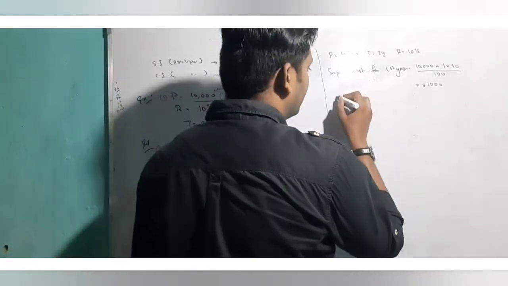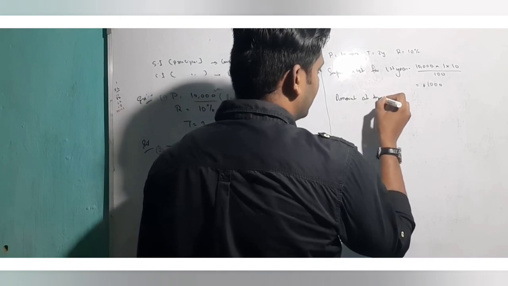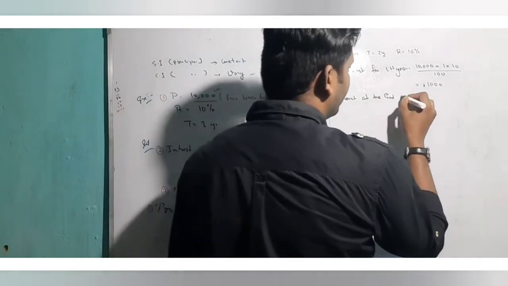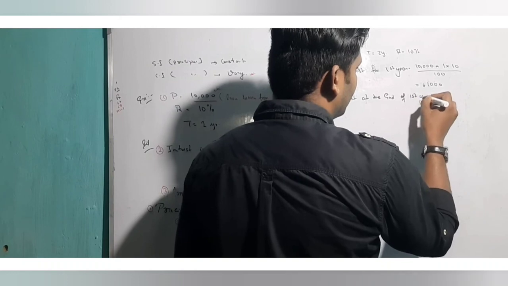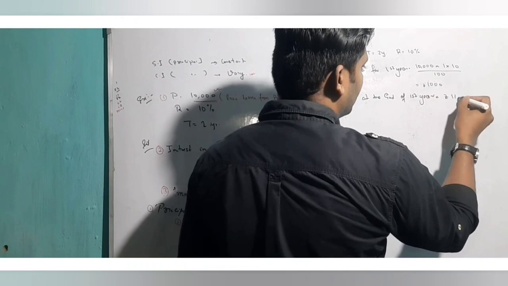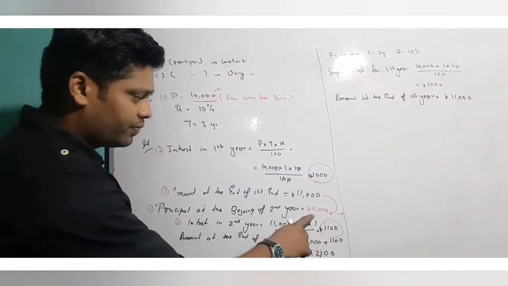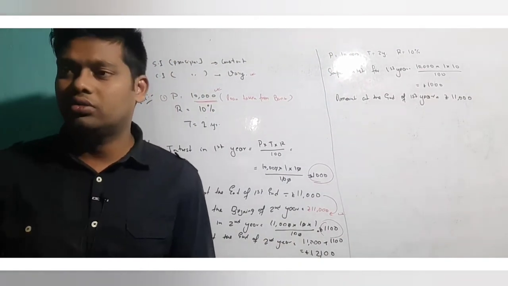So the amount at the end of the first year: how much? 10,000 plus 1,000, which is 11,000, right?